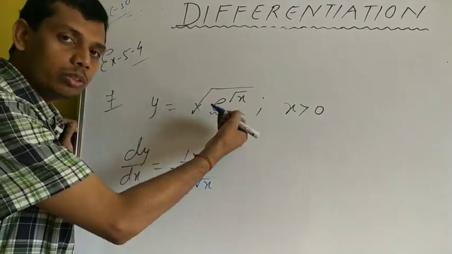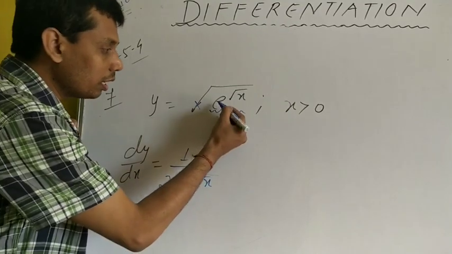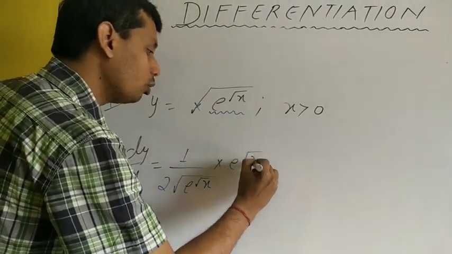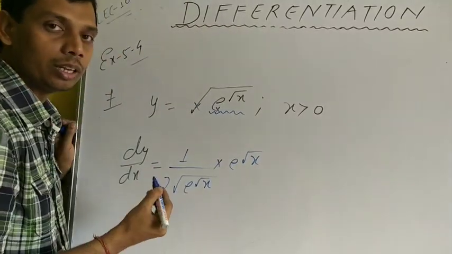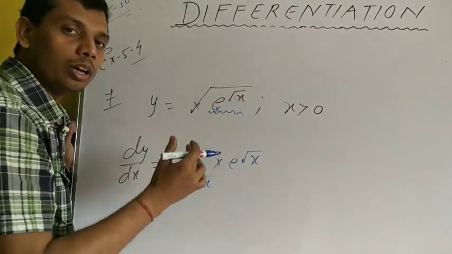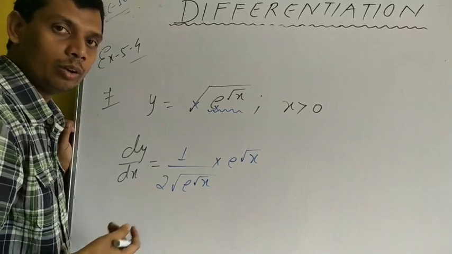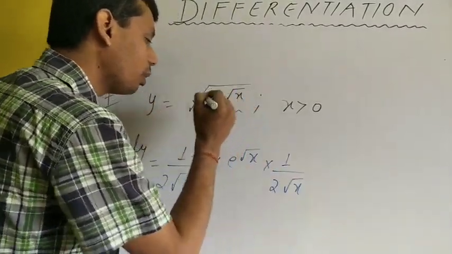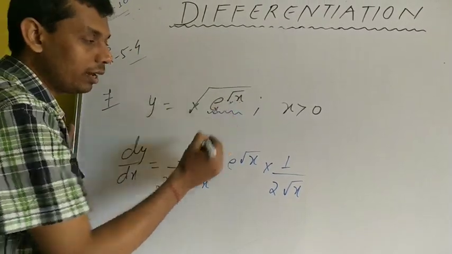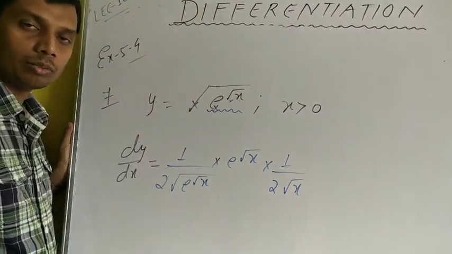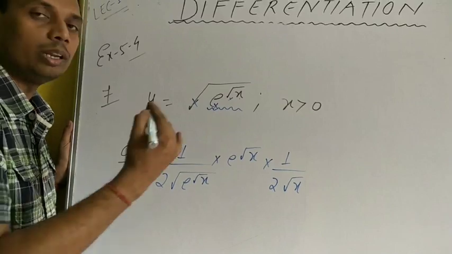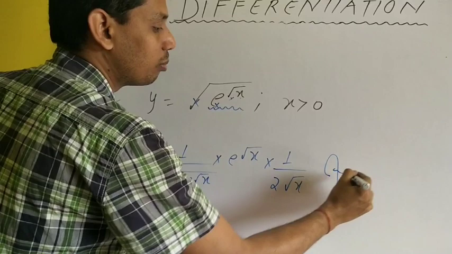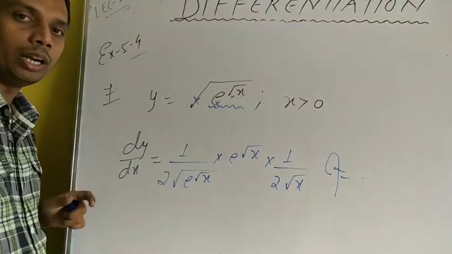Next to it, which function do we see? e to the power x. The differentiation of e to the power x is e to the power x. This part we have differentiated. Next to it, root x. What is the differentiation of root x? Again 1 by 2 root x. After this, x is there. The differentiation of x with respect to x is 1. So finally we have reached dx by dx. The given function is completely differentiated. This is the required answer.